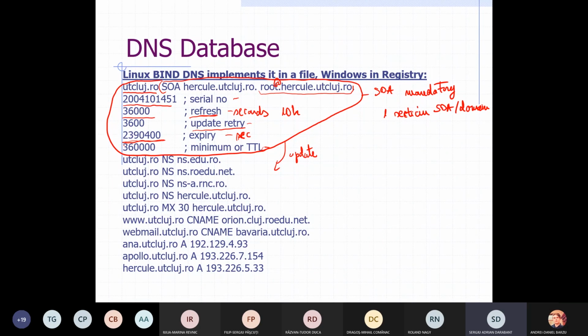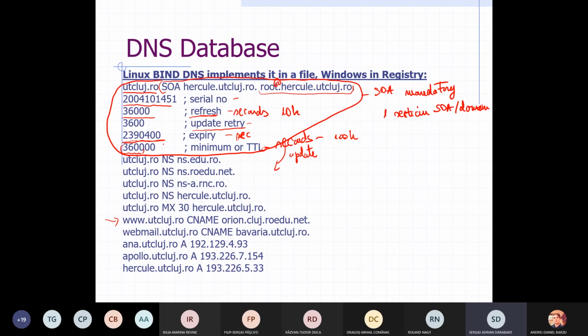And then there is this information here, minimum time to live. This is in seconds as well. It tells me how long a record that I've got from a DNS server is valid. For example, if I'm a host interrogating this DNS server and I get a TTL for this record of this amount of time, that means it's valid for 100 hours. This is 1 hour, 10 hours, 100 hours.